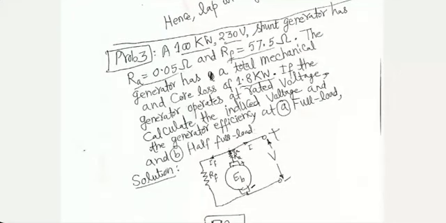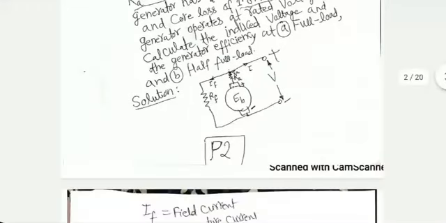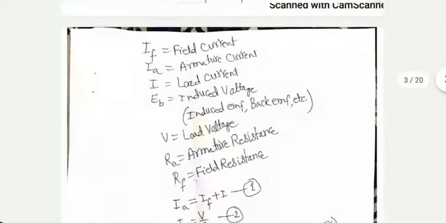At full load, the value of I, the load current, will be 100 kilowatt divided by 230 volts. And at half load, it will be 50 kilowatt divided by 230 volt. That is how these two cases are different from each other. So let's continue. Oh yeah, these are descriptions of various symbols once again.